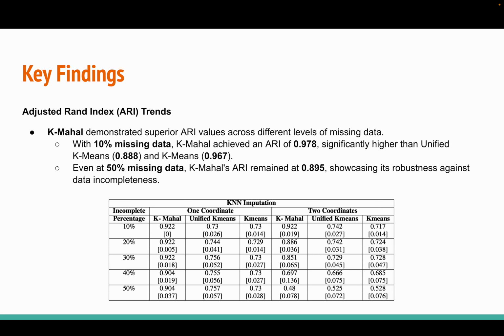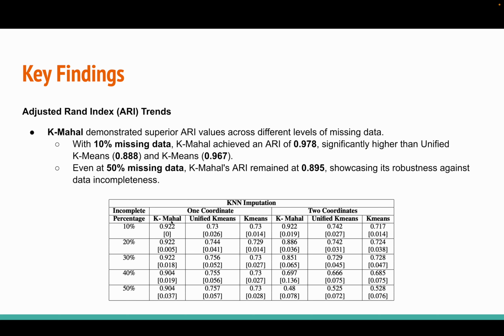Here we have the table, the entire table. So the ARI trends: K-Mahal demonstrates superior ARI values across the different levels of missing data. For 10% of data, K-Mahal achieved an ARI of 0.978, and even at 50% it has 0.895. So this is the table which was from the paper.